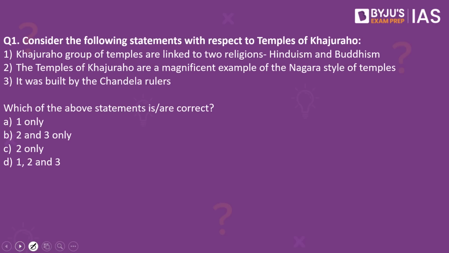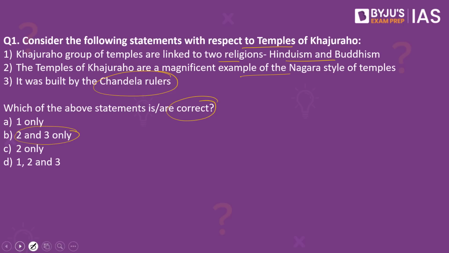Consider the following statements with respect to temples of Khajuraho. Khajuraho group of temples are linked to two religions, Hinduism and Buddhism. The temples of Khajuraho are a magnificent example of the Nagara style of temples. It was built by the Chandela rulers. Which of the above statements are correct? The answer to this is 2 and 3 only.